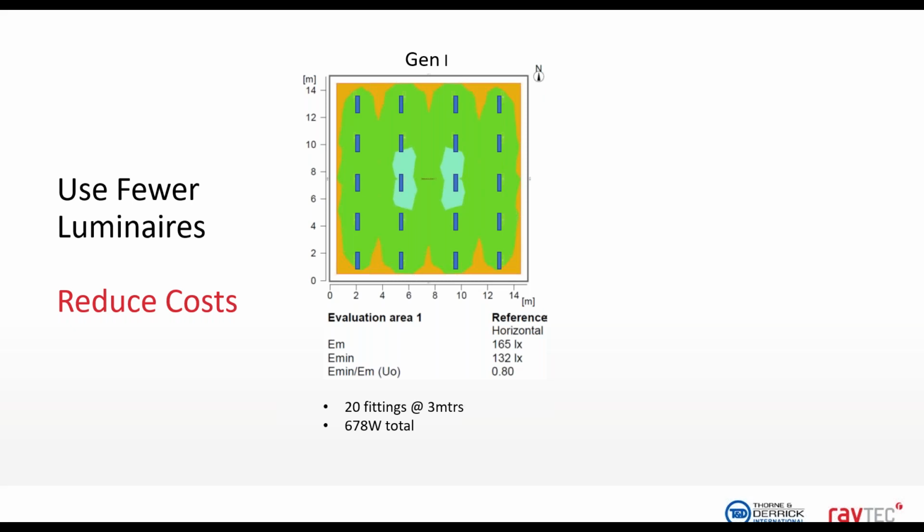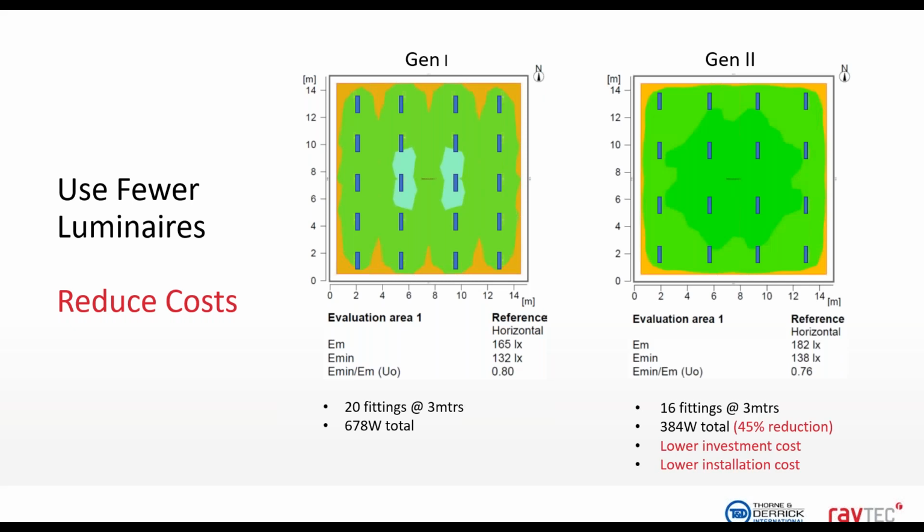So now I want to compare that to the new Linear, the generation 2 product, and now under the same conditions, we actually need 16 luminaires. And despite using fewer fittings, there's actually more light on the ground as well. As you can see, this is achieving an average of 182 lux compared to the 165 for the generation 1 version. So in addition to that increase in the average lux and the fewer luminaires, there's also going to be a significant cost saving in both consumption.